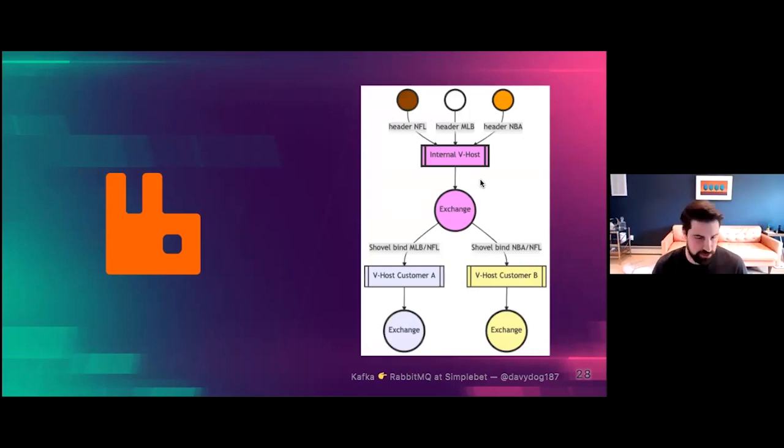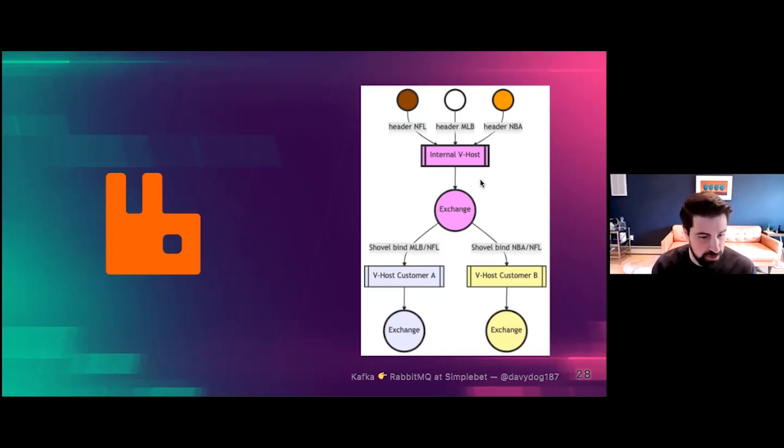So this is the architecture that we ended up going with for RabbitMQ. And it doesn't look so different, but the main thing to take away from this is that we have a single cluster, this external-facing cluster that we deploy in a 3-node configuration. And rather than redeploying new nodes for each customer, we deploy a new vHost within that cluster.